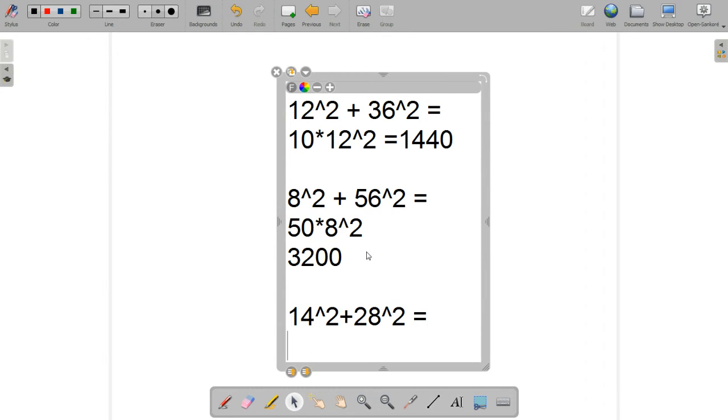Okay, so 14. If you factor out 14 squared from these two, you get 1 plus 1 squared plus 2 squared, which is just 5. So you factor out 14 squared. And also, hopefully you know that 5 is half of 10. So 196.0 divided by 2 is just that.